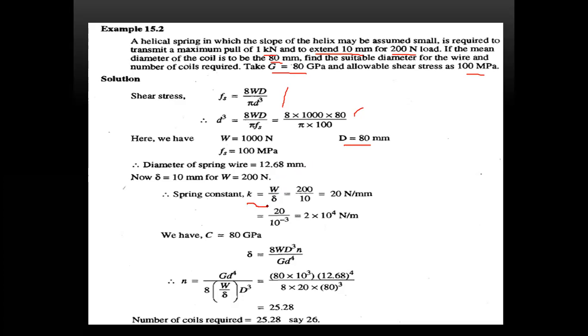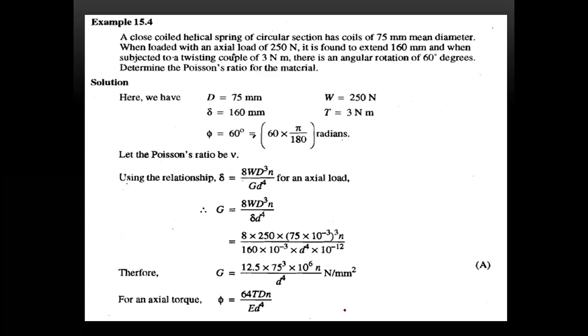Next, we know the G value is 80 GPa. This is the deflection formula. Therefore, N is equal to, take it to the left and substitute all the values here. Therefore, substitute the values. Finally, you will get the answer. Simply we can say 26 coils. Number of coils are 26. So that is the thing you have to do. Next problem.